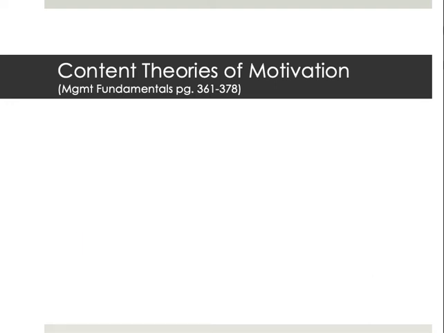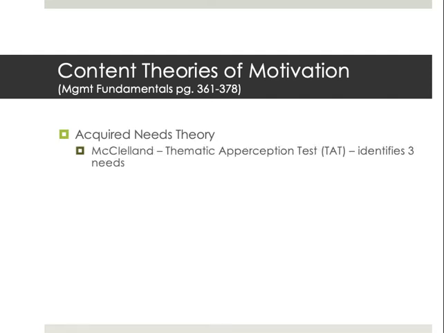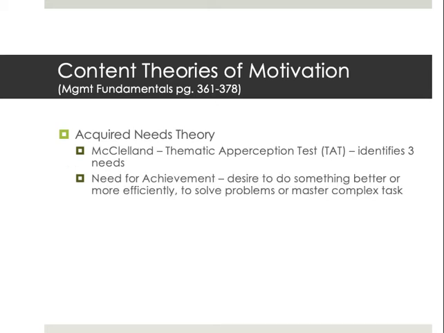And so the last of the theories that we'll do today is the acquired needs theory. The acquired needs theory talks about, or as McClelland talks about, three specific needs that people are striving and trying to get. And so one is the need for achievement. And so this is the desire to do something better or more efficiently, to solve problems, master complex tasks. This is a lot about job satisfaction. This is all about job content. What are you doing, right?